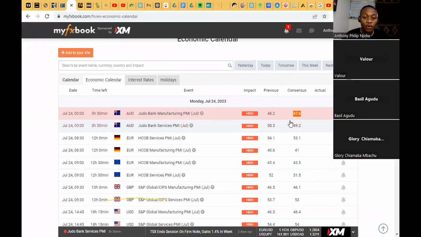But as soon as 12 noon comes in and the information turns out positive for the AUD, buyers will kick in. Investors' confidence will kick in to buy the Australian dollar. And when that happens, the structure of the market is going to change for a buy.